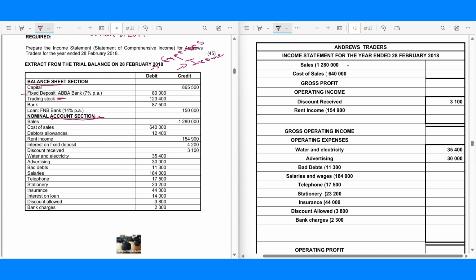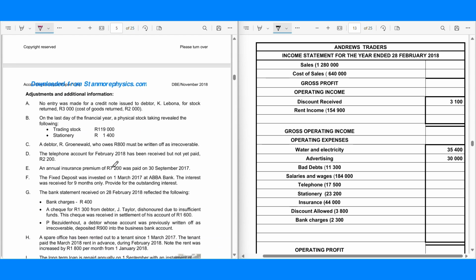So now let's do our things. As you can see, they recorded sales for us and cost of sales. So let's go to the adjustments. We have adjustment A. They are saying no entry was made for a credit note, and I told you this: a credit note is issued to a debtor. It's us, the business, issuing a document to a debtor. That is for stock returned, for 3,000. This is the selling price of the stock, and this is the cost price of the stock.